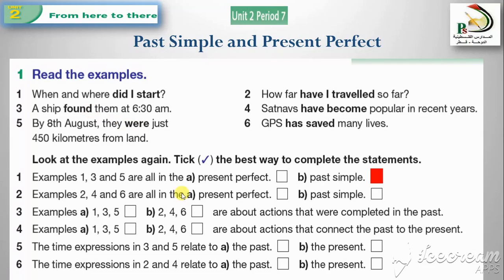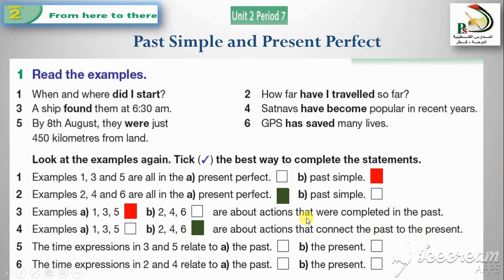Examples 2, 4, and 6 are all in the present perfect or past simple. Have I traveled? Have become? Has saved? Present perfect. Examples 1, 3, and 5 are about actions that were completed in the past. Examples 2, 4, 6 are about actions that connect the past to the present. Of course, 2, 4, 6.